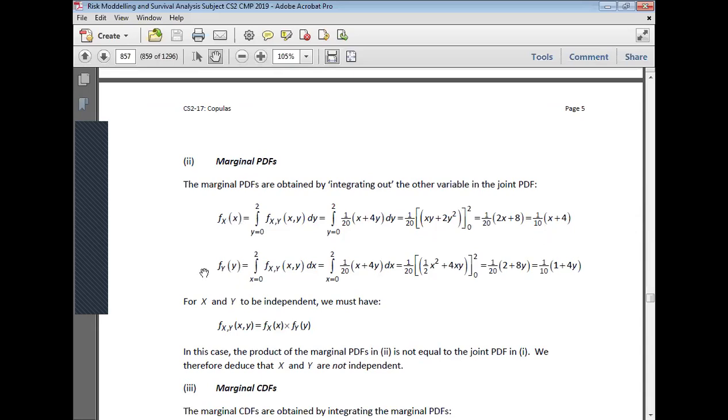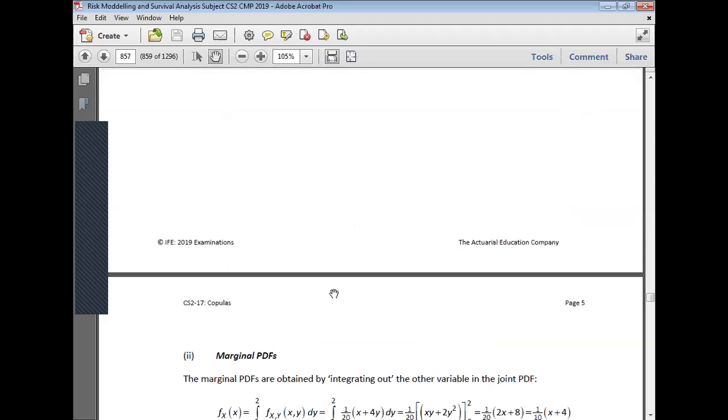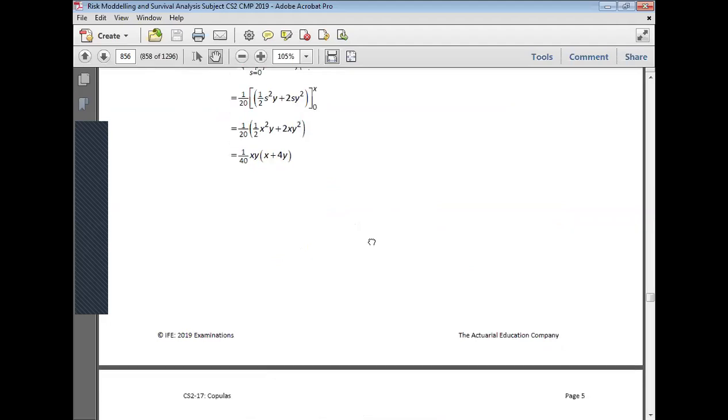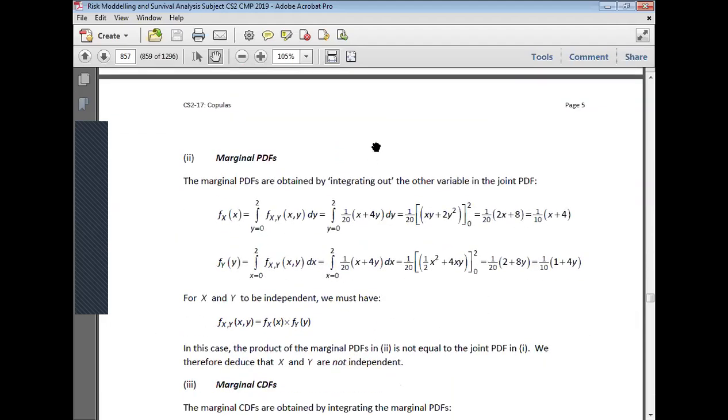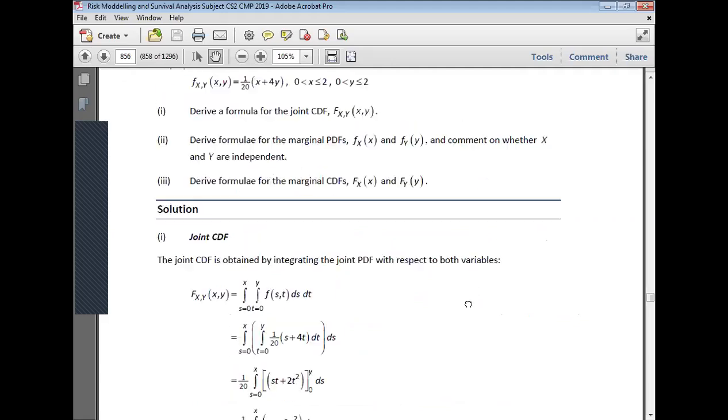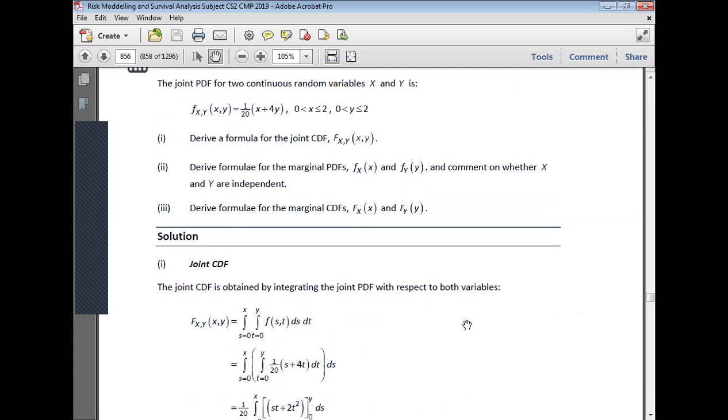Now to figure out the marginal PDF of y, you will do the same thing but integrate over the x value, and you get something like this. Again, if you multiply this with this, you clearly get something like 1 upon 100, which is not at all equal to this here. That is why these two are not independent of each other. That is what they say here as well: we therefore deduce that x and y are not independent. Okay, that is good. But now let us see what they ask us again.